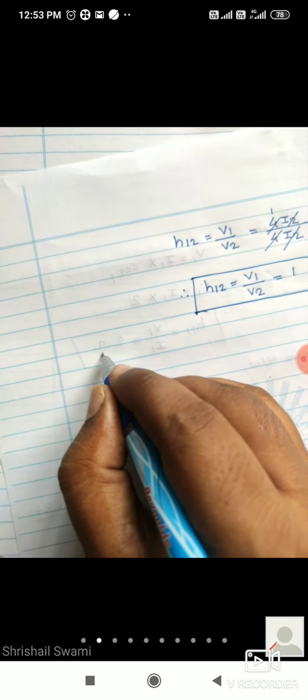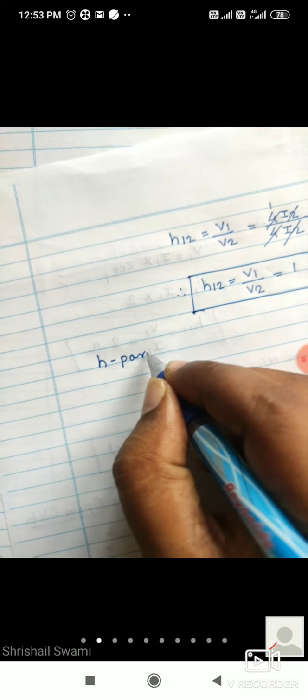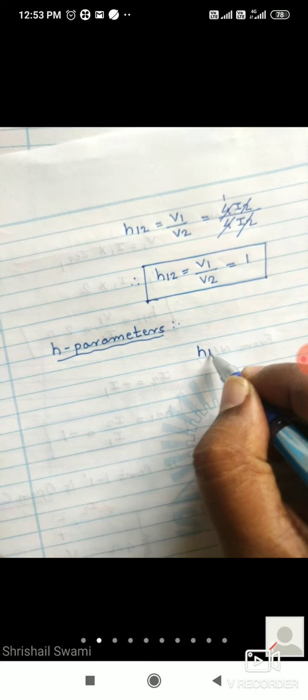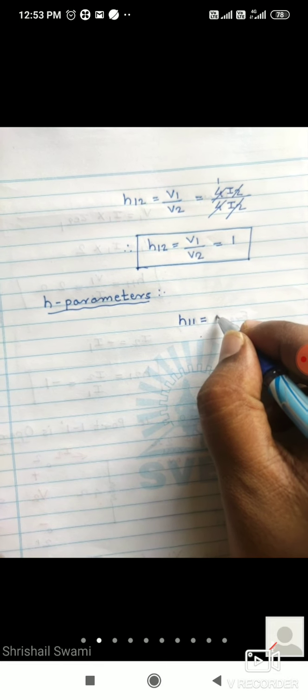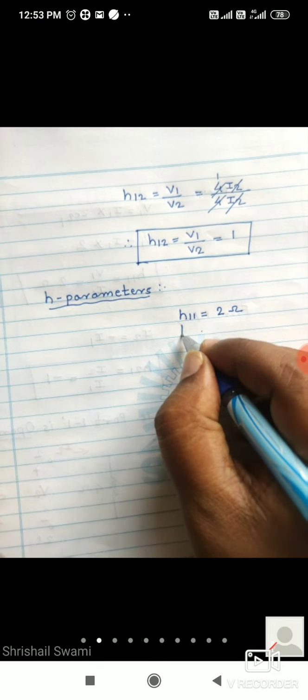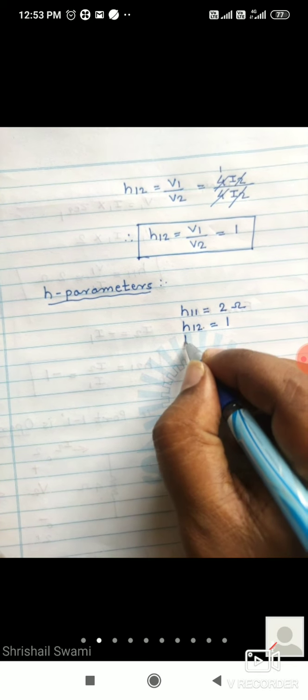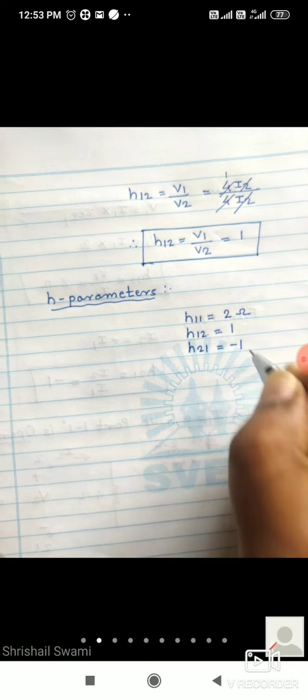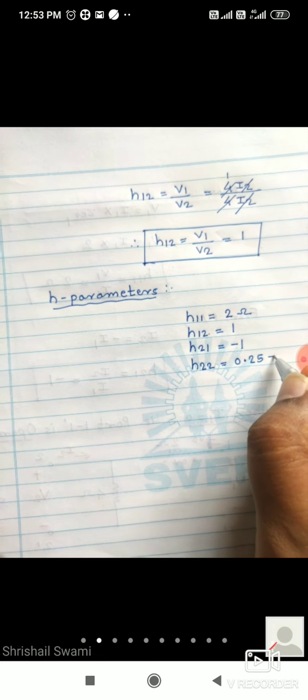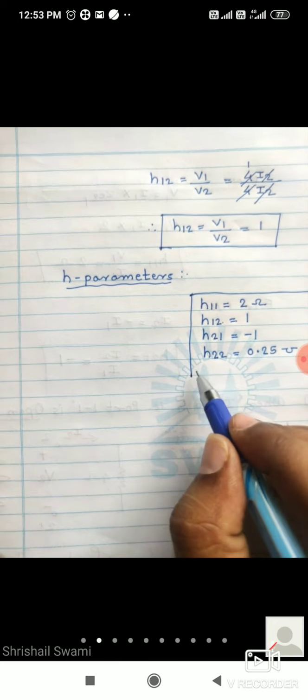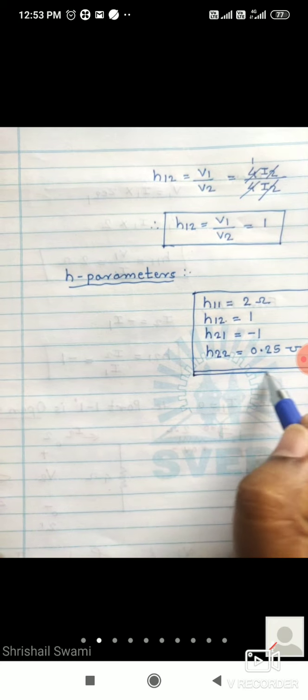So finally, you can write all parameters in one box. The H parameters of the given network are: H11 is 2 ohm, H12 is 1, H21 is -1 and H22 is 0.25 mho. So you can write these combined in one box at the end of this solution.